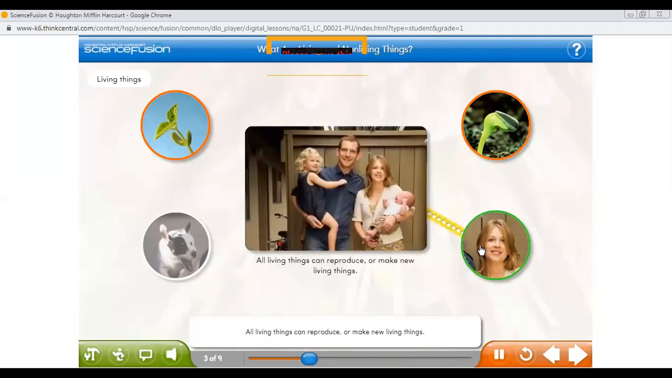Animals change as they grow too. All living things can reproduce or make new living things. So now you know that the plants grow and change, and also the living things can reproduce and make a new living thing the same as them. People and animals make young that look like themselves. Plants can make seeds that grow into new plants.